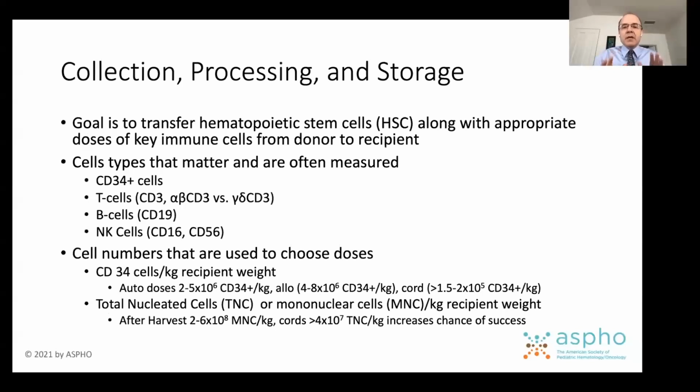So let's talk a little bit about some key underlying principles with transplantation. First, it's important to understand that you got to know how to collect, process, and store cells, because that's what transplantation is all about. Now, a key here is knowing which cells matter amongst all the cells that we're processing. And I'm going to talk to you about a lot of cells today, but the most important cells that we use to make clinical decisions are CD34 cells, which is a reflection of stem cell content, T cells, B cells, NK cells, and these are the markers that I'll be referring to. And I'm also going to talk about the fact that we use cell numbers in order to choose doses, and that's really important. So it might be nice to fix some of those cell numbers in your brain.